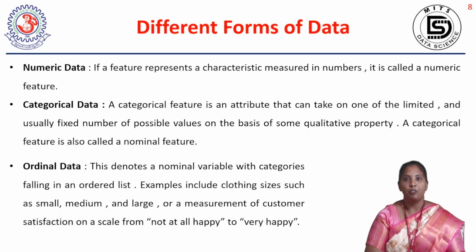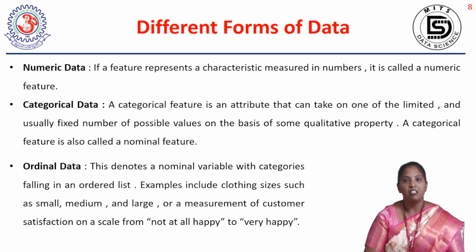Let us see the different forms of data. First one, numeric data, categorical data, and ordinal data. As the name suggests, numeric data is nothing but data which consists of numbers. Next one is categorical data. Categorical data is an attribute that can take one of a limited and usually fixed number of possible values on the basis of some qualitative property. Categorical data is also called a nominal feature.